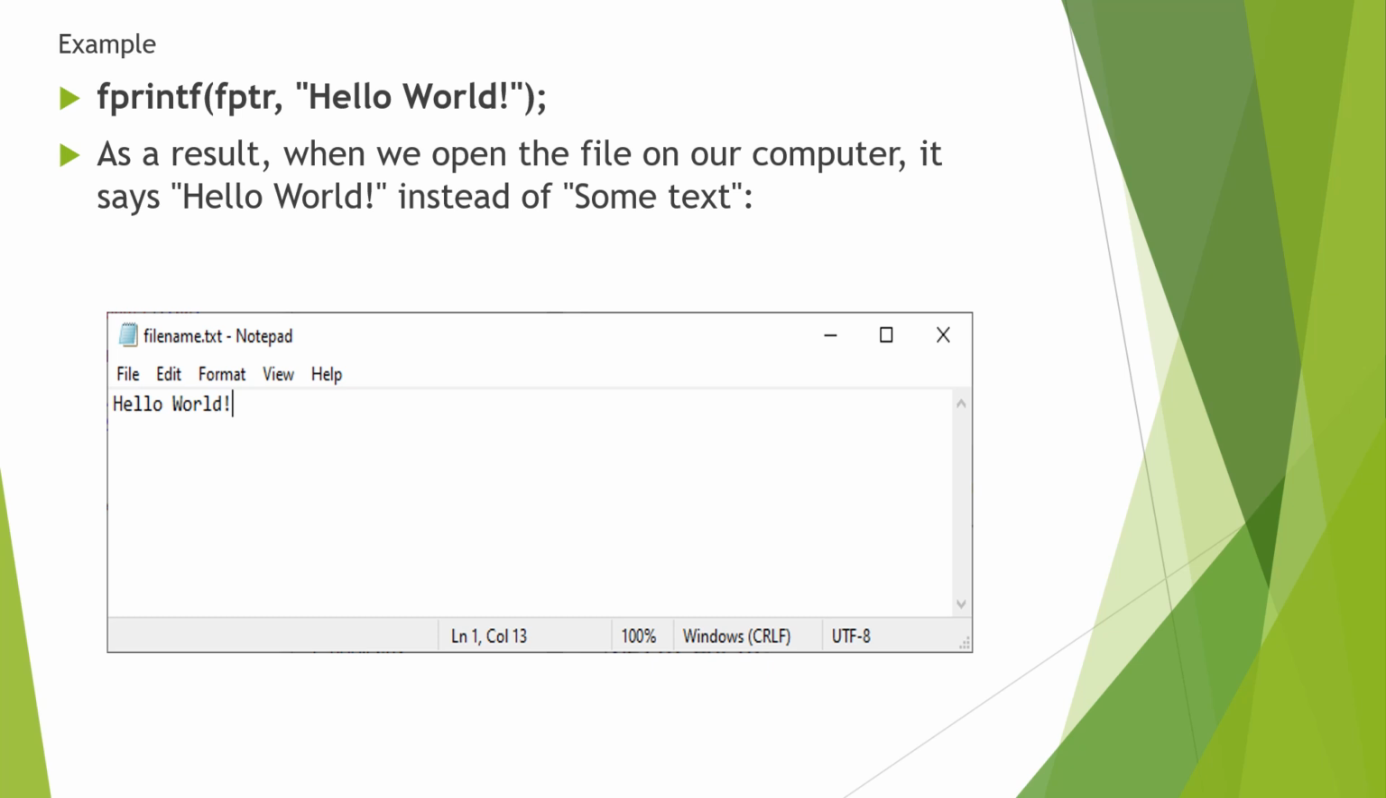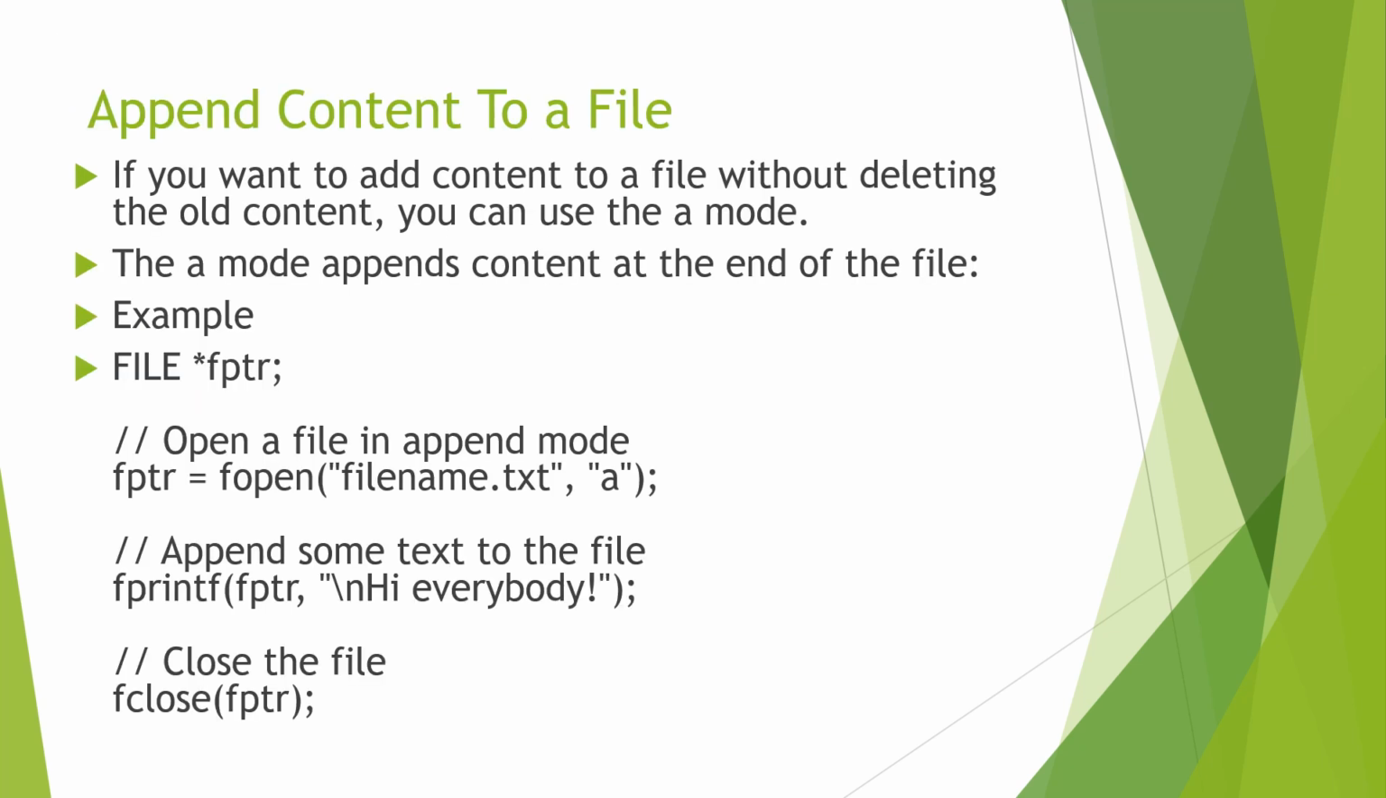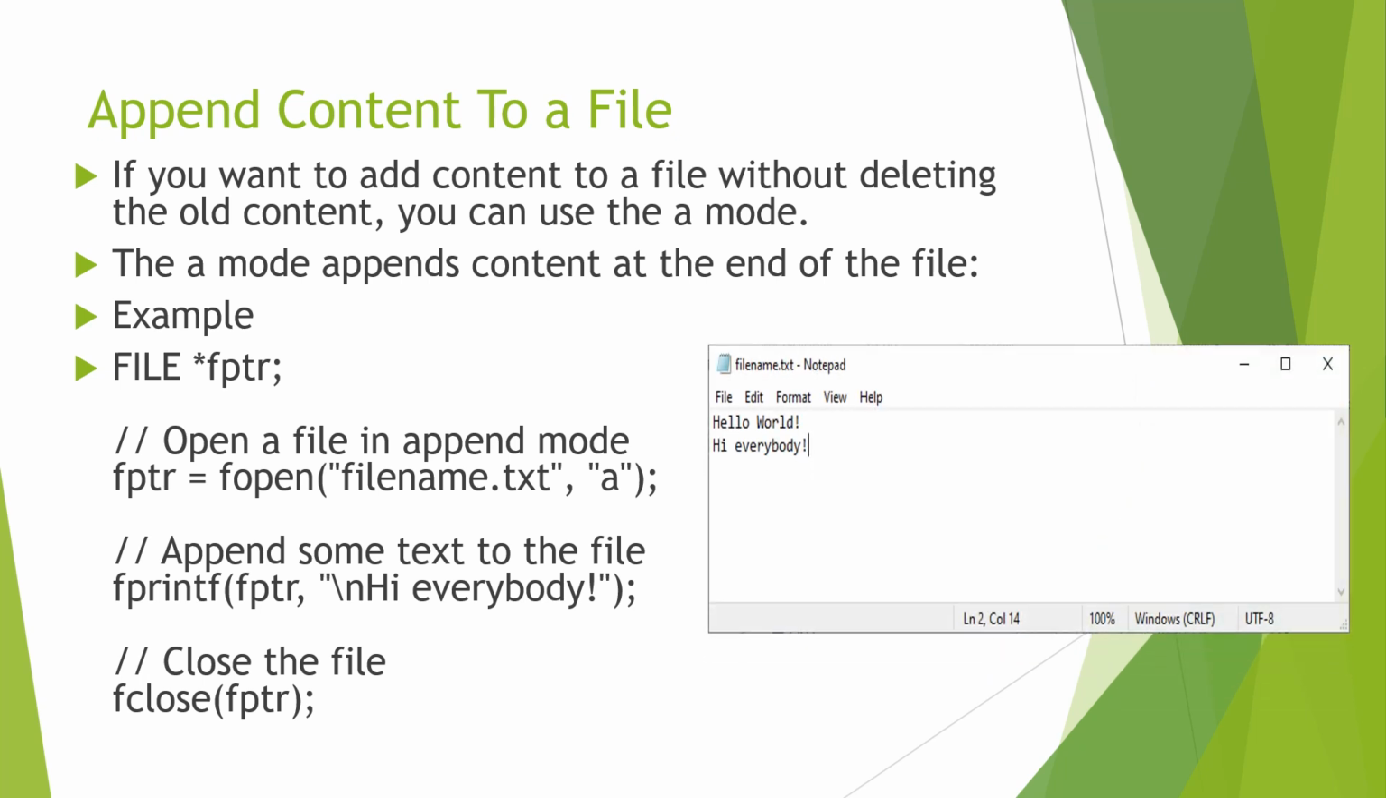The previous data, the earlier text, will get overwritten by hello world. But in case we want to append something, then we have to open the file in append mode. So fopen filename.txt comma A is for the append mode. In this case the previous tags will remain, and along with that, hi everybody will be appended. So we can see in the output box hello world and hi everybody. In this way we can use the file in append mode. Here A represents the append mode.